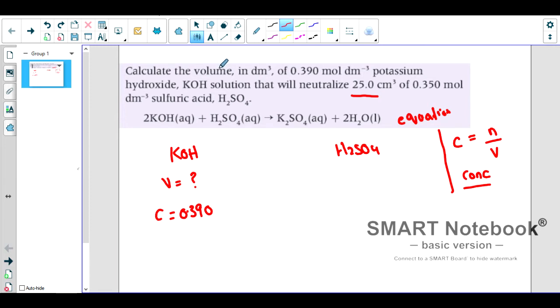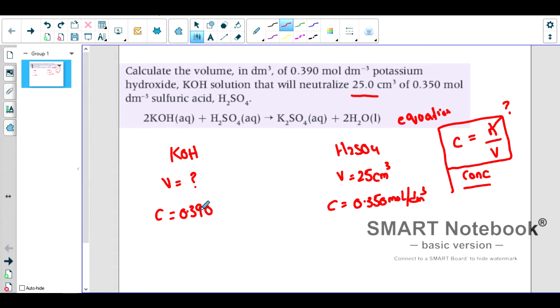Now we want to find the volume. We can use this formula, but the problem is we don't have the number of moles. This thing we don't know. Let's see what we have for the acid. For the acid we have the volume, which is 25 centimeter cube, and we have the concentration, because it is moles per decimeter cube. So this is 0.350 mole per decimeter cube. This is the concentration.